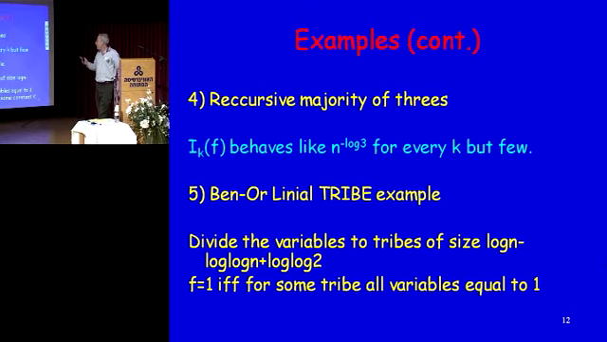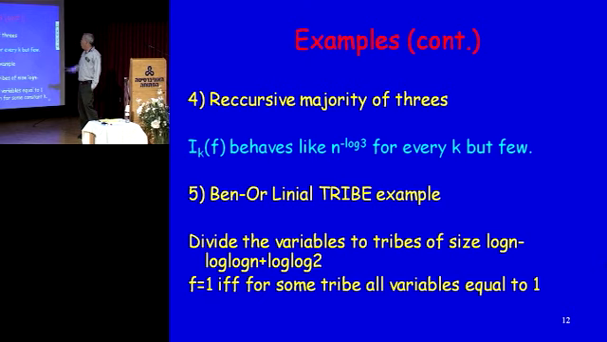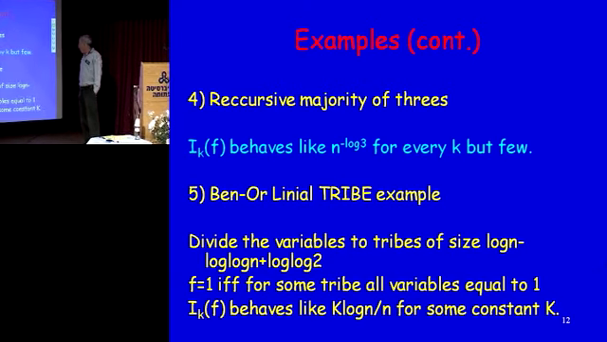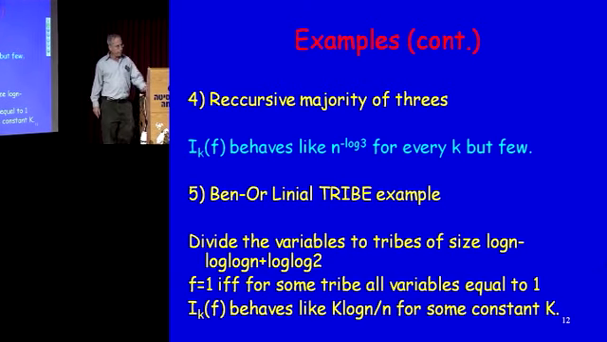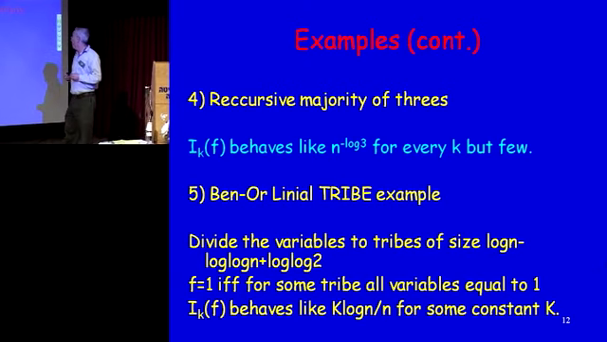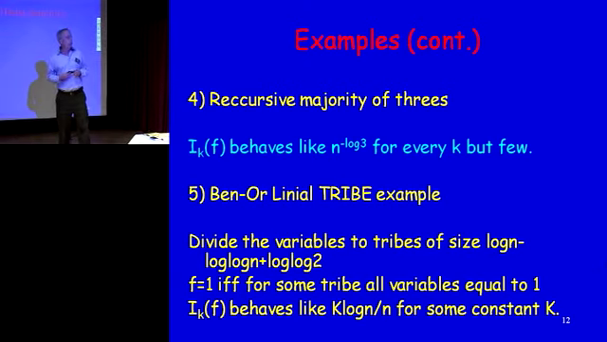So in the case of the tribe example, the influence of every variable, and this is not a difficult exercise, behaves like a constant k log n over n for some constant k. So this was our first notion, the influence of variables on a Boolean function. Now comes our next notion, which is noise sensitivity.